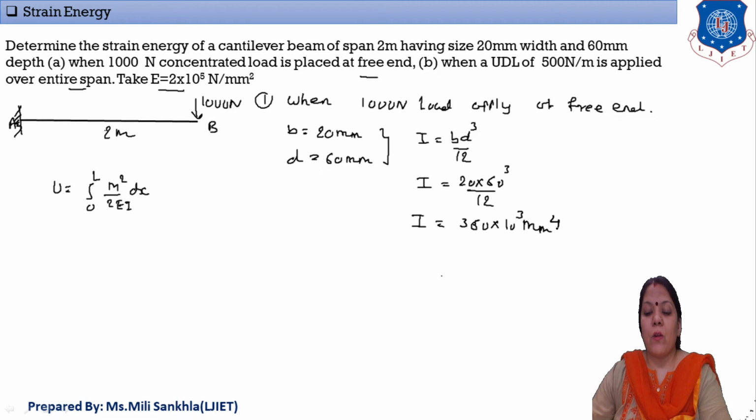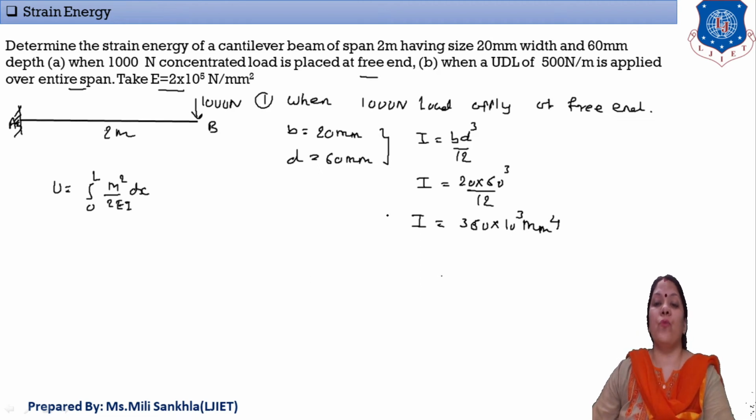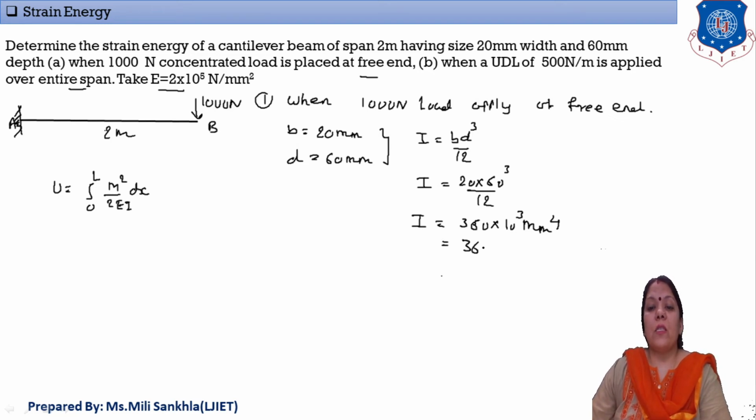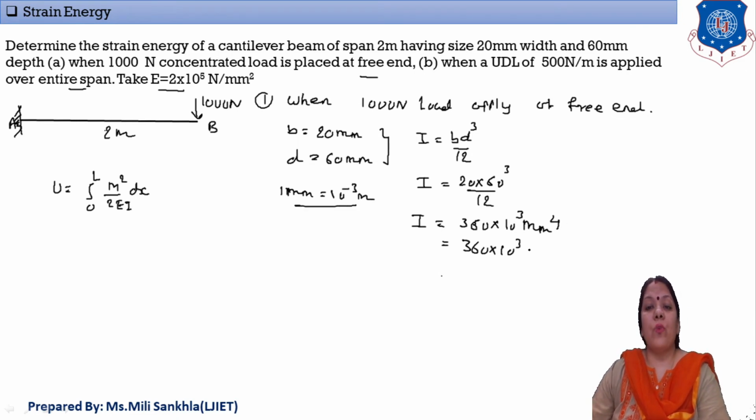But here I convert this value into meter raised to 4 because our distance is given in meters. So here 360 into 10 raised to cube. Now 1 mm is equal to 10 raised to minus 3 meter. This is the relation. So mm raised to 4, here we write down 10 raised to minus 12 meter raised to 4. Clear? 1 mm is equal to 10 raised to minus 3 meter.